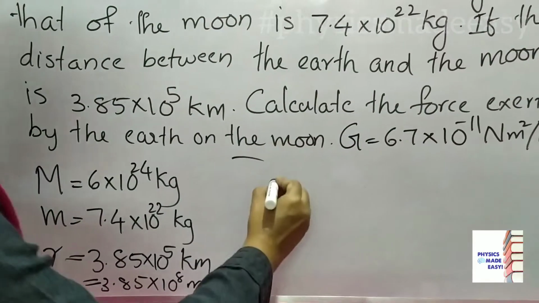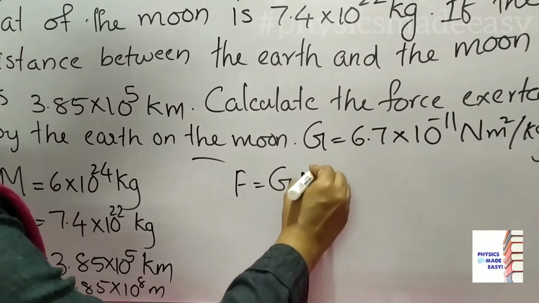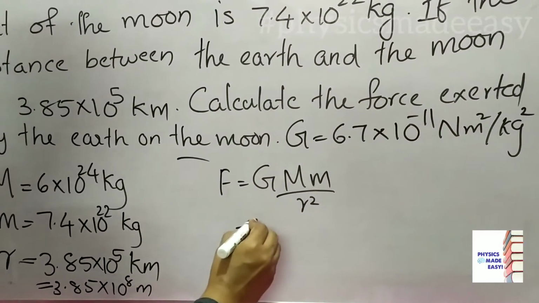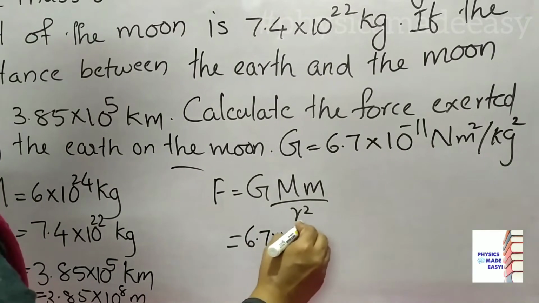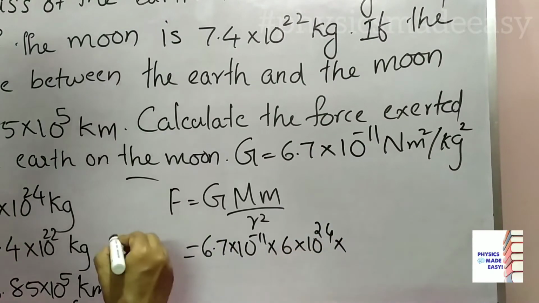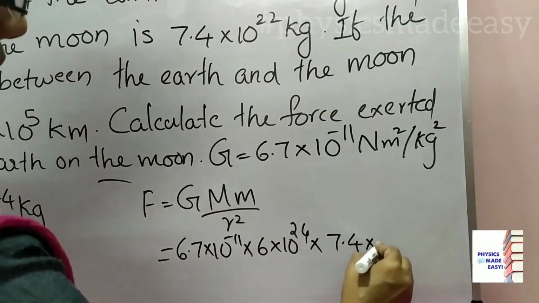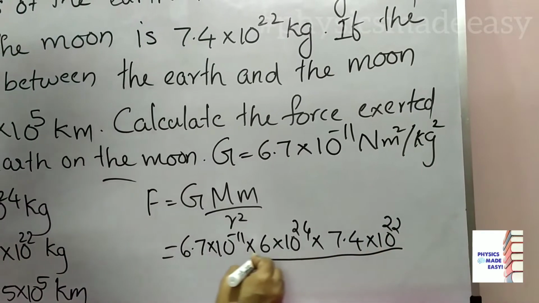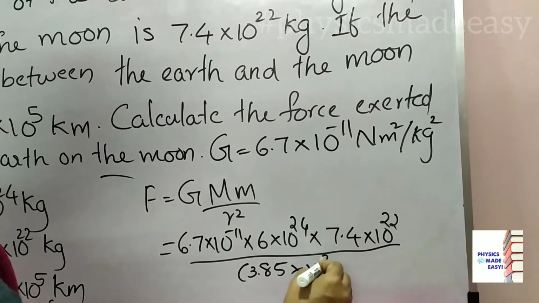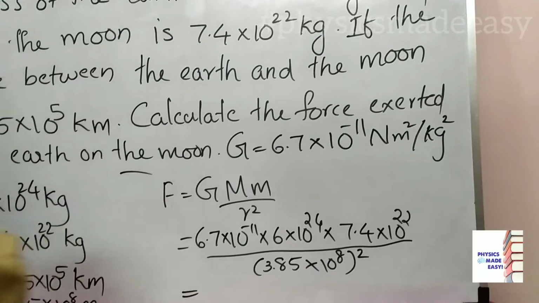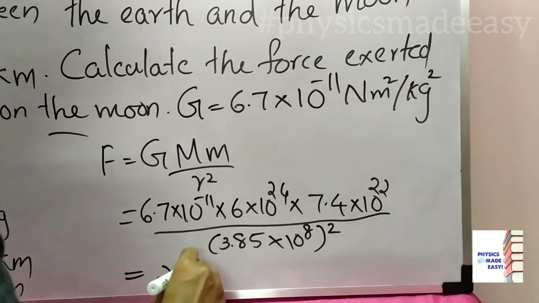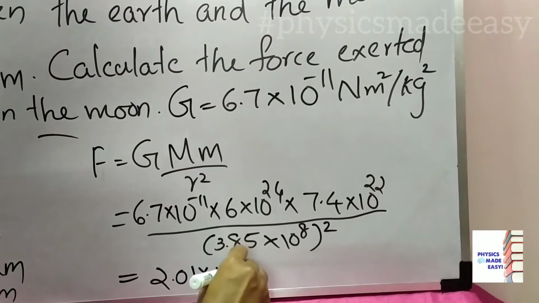Then we have the equation F is equal to G M1 M2 divided by R square. You have to substitute the values in this equation. 6.7 into 10 raised to minus 11 into 6 into 10 raised to 24 into 7.4 into 10 raised to 22, the whole divided by 3.85 into 10 raised to 8, the whole square. After solving this, children, you will get 2.01 into 10 raised to 20 Newton.